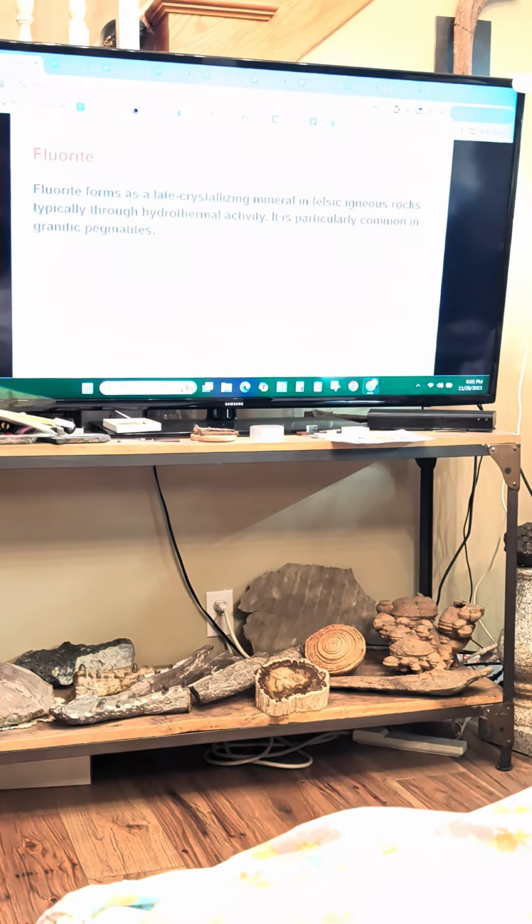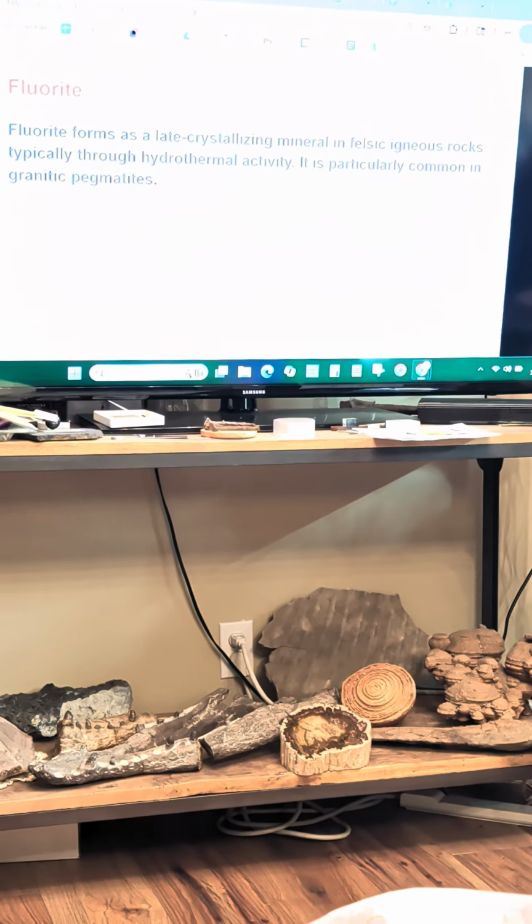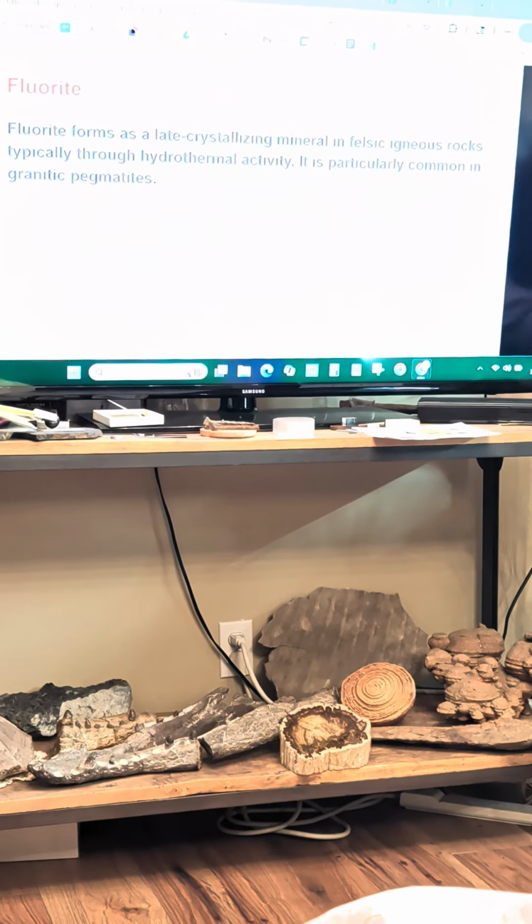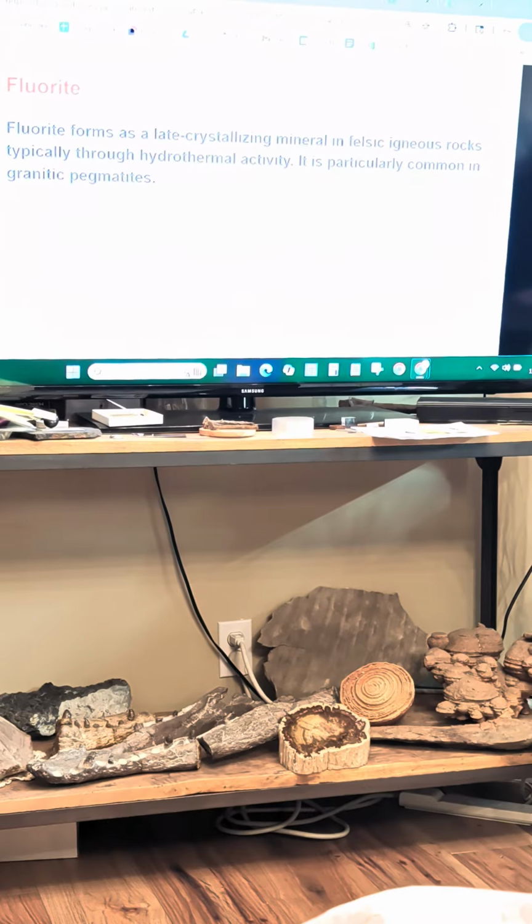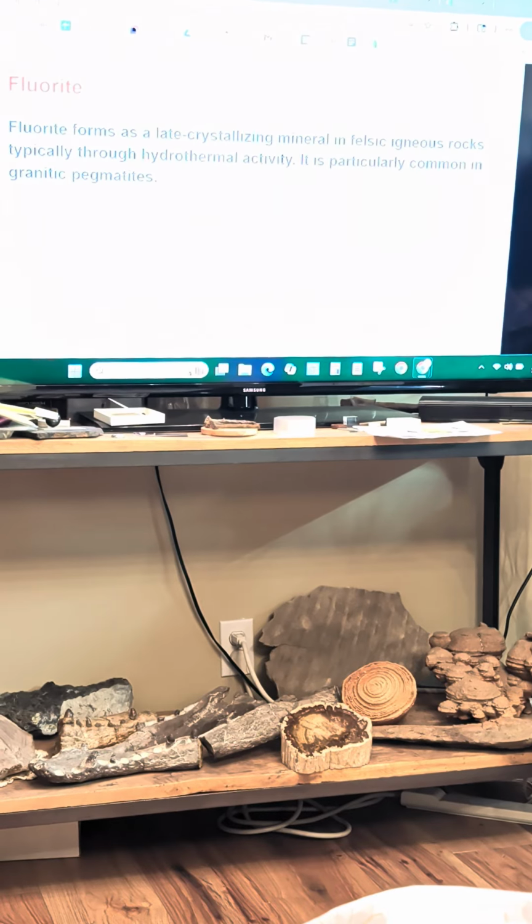Fluorite forms mostly in late crystallized minerals with felsic igneous rocks, typically through hydrothermal activity. Felsic igneous rocks are going to be your granites that are lacking quartz, which is a felsic igneous rock. Otherwise, we just call it granite.